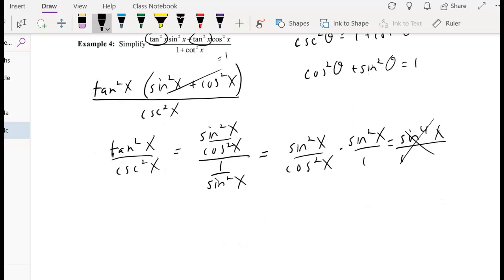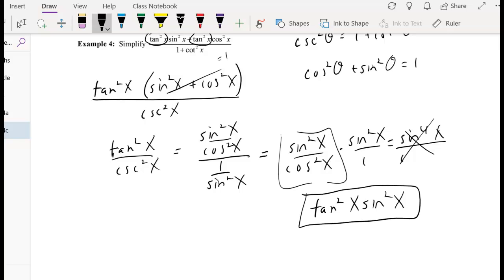Instead, we're just going to simplify this one right here as going back, writing that as the tangent. So we write this as the tangent squared of x times the sine squared of x, and that's as far as we can go. Still a single term, no pluses and minuses, and no layers, no fractions, and that's as simplified as we can get it.